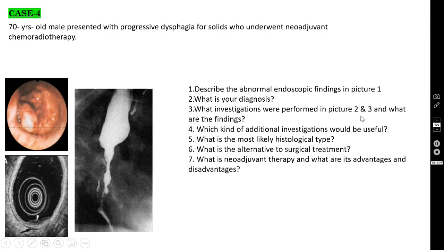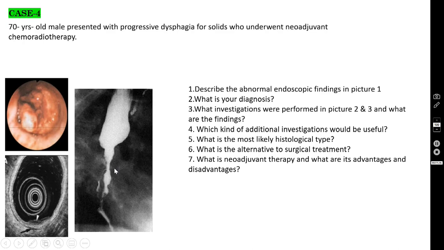What investigations were performed in picture 2 and 3 and what are the findings? In picture 2 and picture 3, this is a barium swallow. But unlike the previous one in Achalasia cardia, here you are seeing there is no smooth tapering of the esophagus. Suddenly the esophagus is becoming narrow. This is what is called the shouldering effect, and this appearance is known as rat tail appearance.